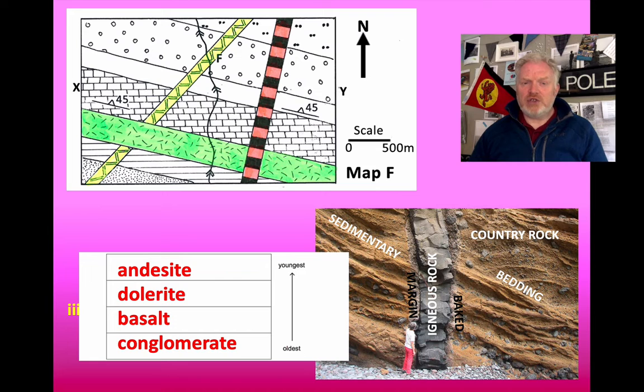And finally then, the youngest rock here is the andesite, because the andesite cuts across the dolerite, cuts across the conglomerate. Now we can't see it directly cutting across the basalt, but because we know it's younger than the dolerite, it therefore must also be younger than the basalt.